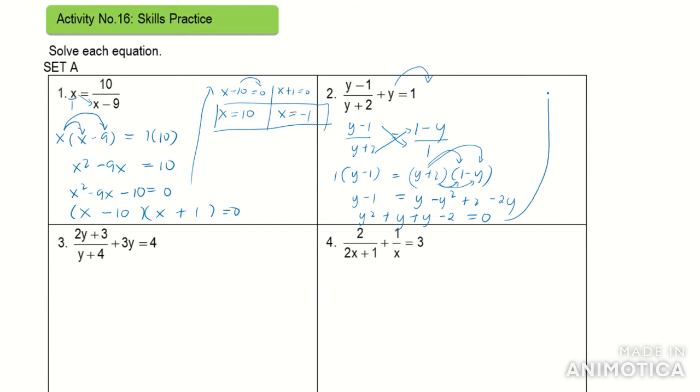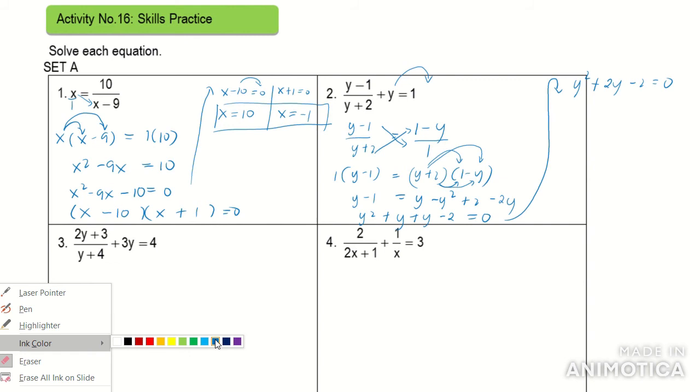Then we look for the factors of this trinomial. Okay, let's write this first as a trinomial. So we have y squared plus y plus 2y minus 2 equals 0. Then find the factors. Can we solve this by factoring? I think not, because we cannot think of factors of negative 2 whose sum is equal to positive 2. So we think of another method in solving this. We can make use of completing the square or use the quadratic formula.